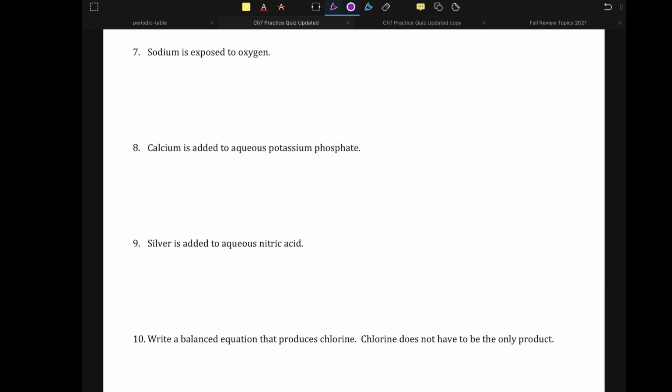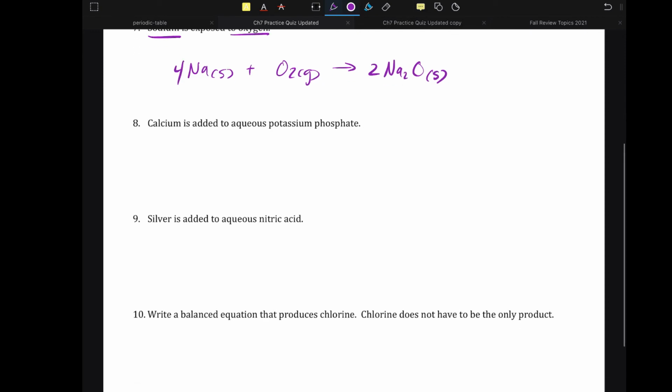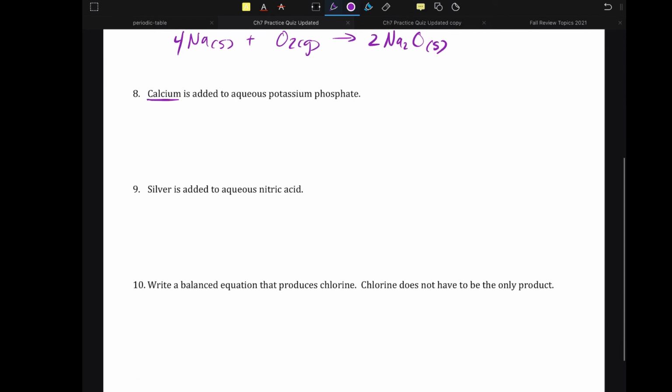All right, sodium is exposed to oxygen. So here we have sodium, the element metal, and oxygen, the diatomic gas. This is one of those reactions that could be doubly classified as combustion and 2 elements reacting. All we're going to do is put them together. Sodium has a charge of +1, oxygen has a charge of -2, so Na2O, an ionic compound, no water present, so it must be solid. Then we would go back through and balance, and that would be it. All right, calcium is added to aqueous potassium phosphate.